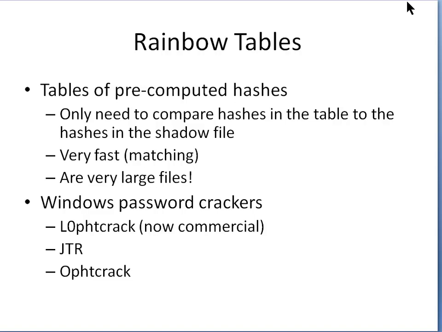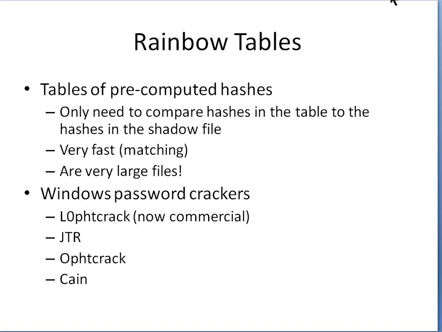And while it's cracking in the background, let's talk a little bit about some other password crackers and something called rainbow tables. A rainbow table is a table of pre-computed hashes, and these are stored somewhere in a file. So instead of actually having to compute the hash, which is time intensive, all we need to do is to compare the hashes in the table to the hashes in the shadow file. Since we're not computing anything, we're only matching, it's very fast. However, rainbow tables can be very large. For example, easily a large rainbow table could take up a terabyte.